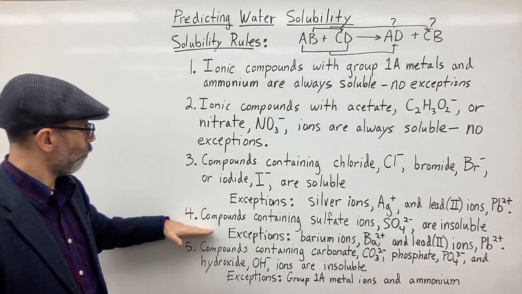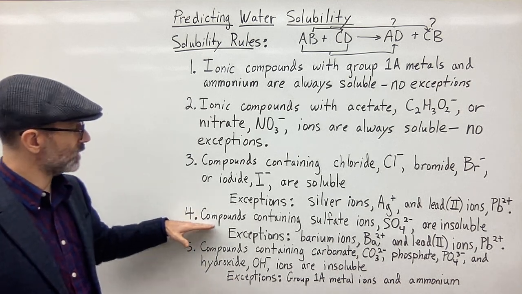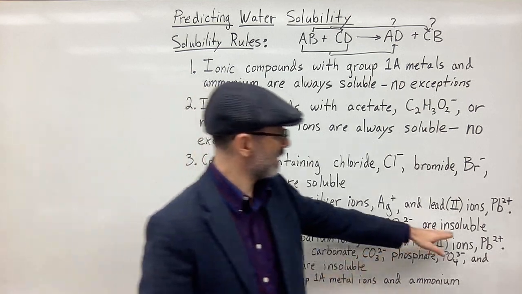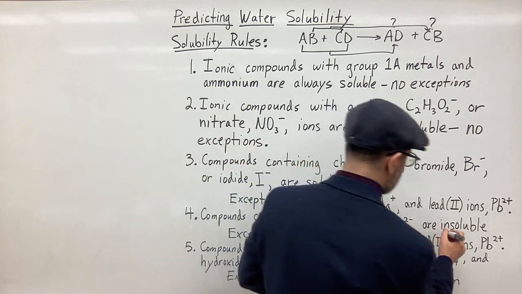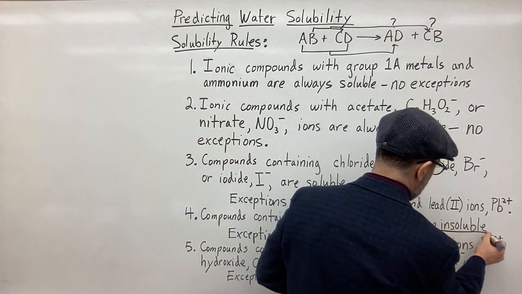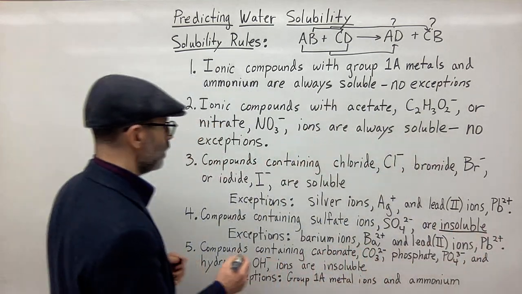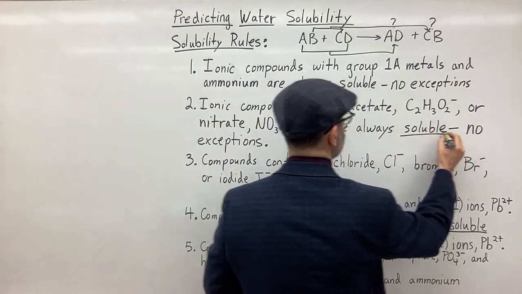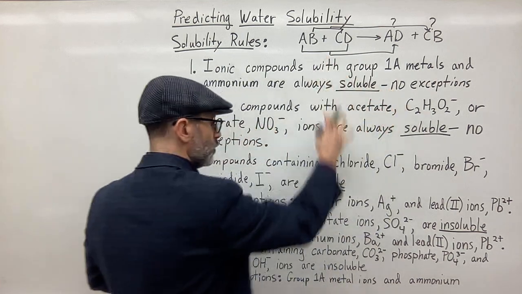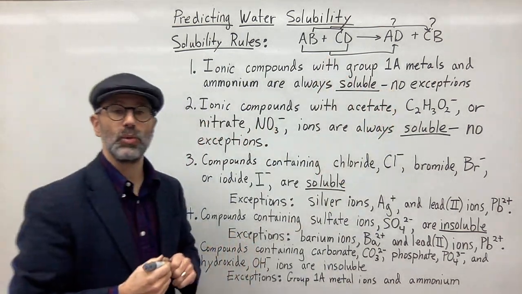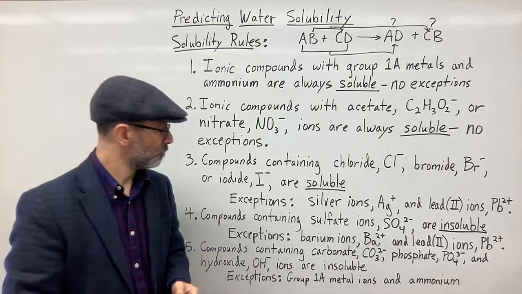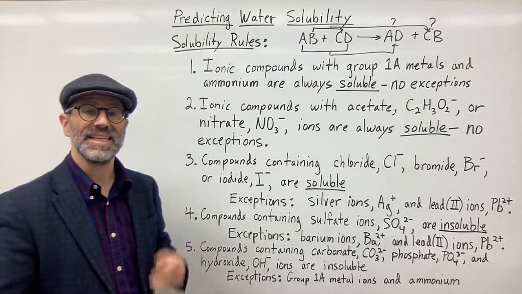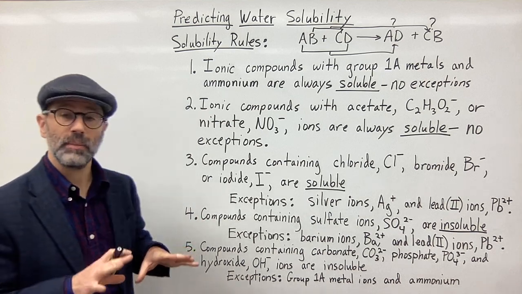Next, we have four: compounds containing sulfate ions, SO4 2 minus, are insoluble. So we've got to pay attention. Here we're switching to insoluble, not soluble. The first three rules have to do with whether or not they're soluble, and rules 4 and 5 deal with insolubility. So you've got to remember that.